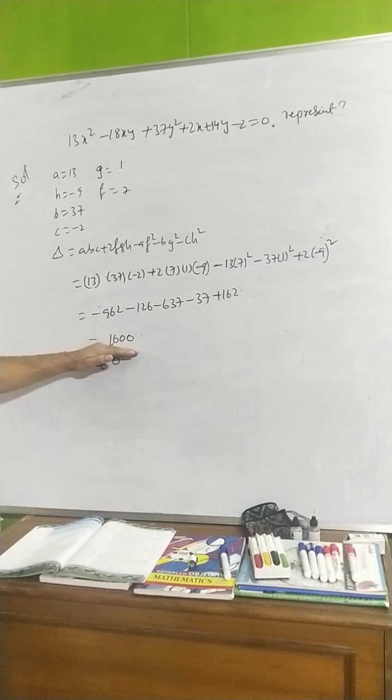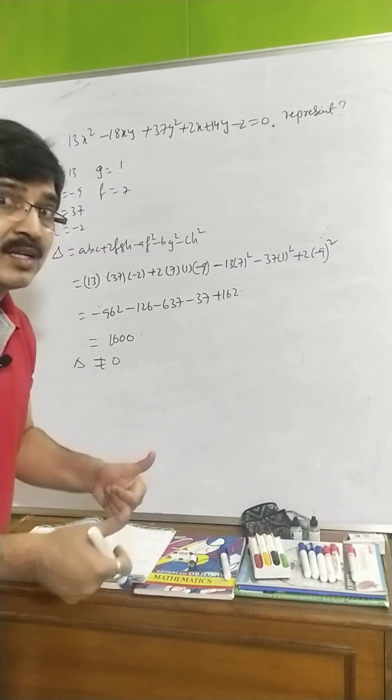I got it here, 1600. Delta is not equal to 0. Confirm that it is conic. Now what is the next one?